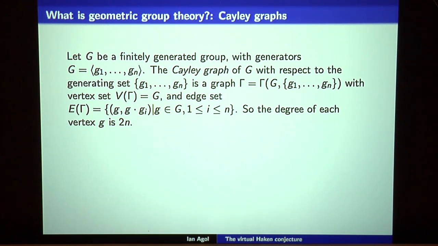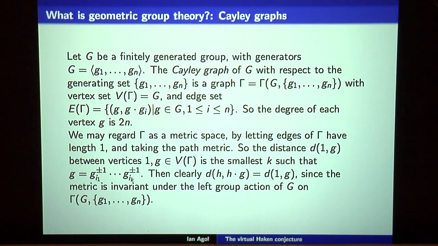So what is geometric group theory? First I have to talk a little bit about Cayley graphs. If you have a finitely generated group, you choose some generating set g1 through gn, then the Cayley graph on the generating set is a graph Gamma with vertex set G, and the edge set will be all pairs of elements which differ by one of the generators. So we take pairs g and g times gi, where i runs 1 through n. So the degree of every vertex is 2n. You could consider this as a directed graph if you like, but I'm considering these as symmetric pairs, so I probably should have written the other direction as well.